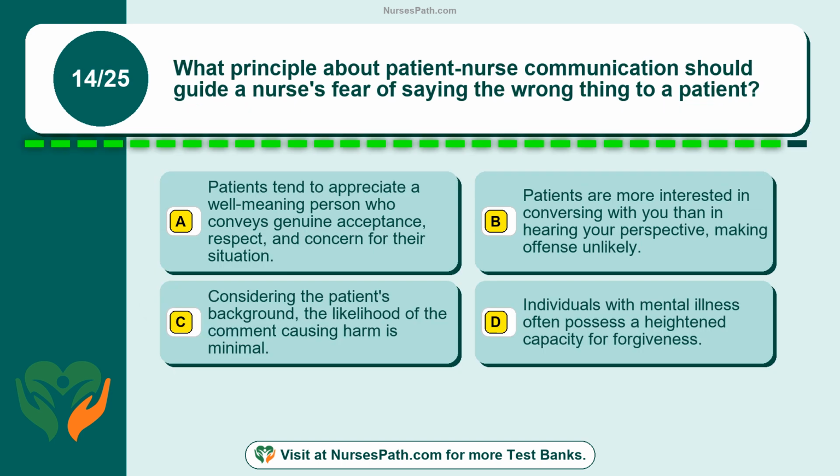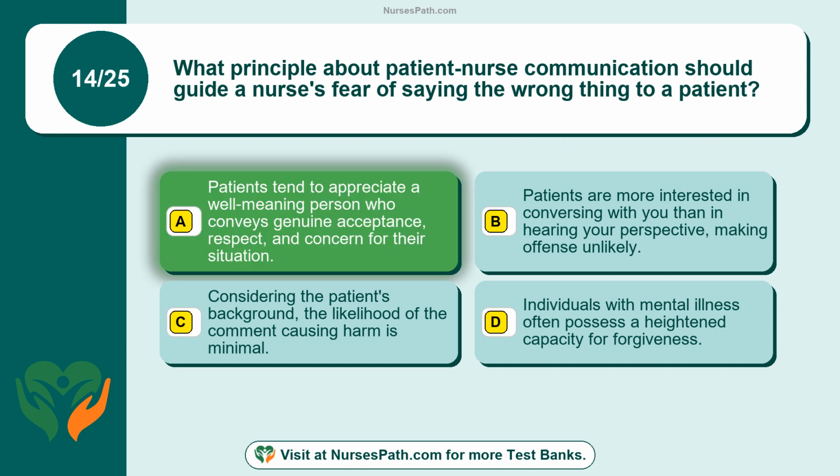Question 14. What principle about patient-nurse communication should guide a nurse's fear of saying the wrong thing to a patient? Option A, patients tend to appreciate a well-meaning person who conveys genuine acceptance, respect, and concern for their situation. Option B, patients are more interested in conversing with you than in hearing your perspective, making offense unlikely. Option C, considering the patient's background, the likelihood of the comment causing harm is minimal. Option D, individuals with mental illness often possess a heightened capacity for forgiveness. The correct answer is option A.